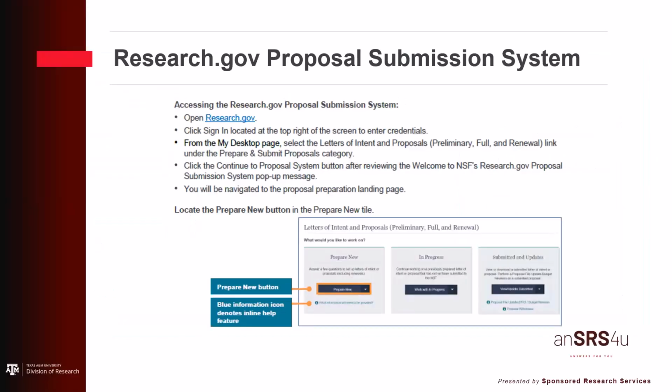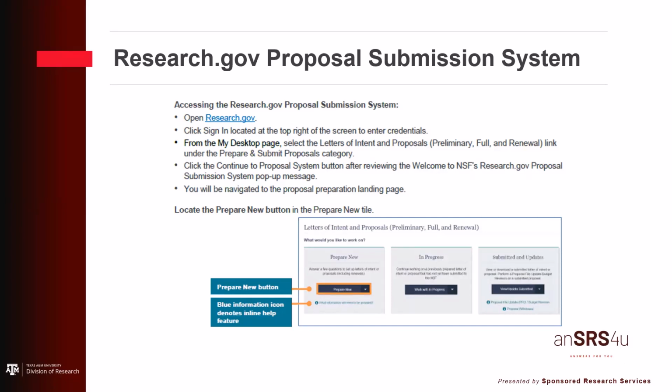Once you're successfully logged in to Research.gov, you're going to be faced with a screen that's similar to the landing page when we first accessed Research.gov, but it's going to give you a lot more options specific to actions that you can take as a PI. Once you open Research.gov and sign in, there are different tabs. From the My Desktop page, there are the options to submit proposals, to view submitted proposals, to work on letters of intent, and so forth.